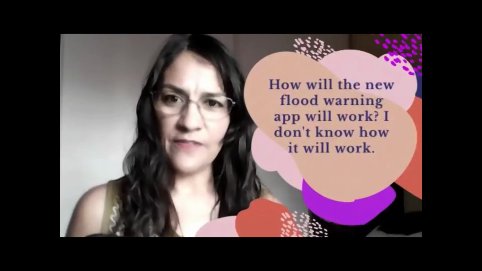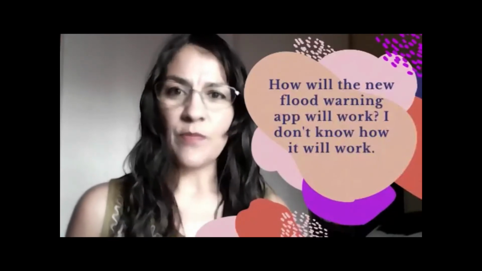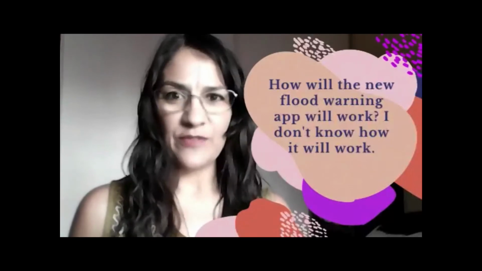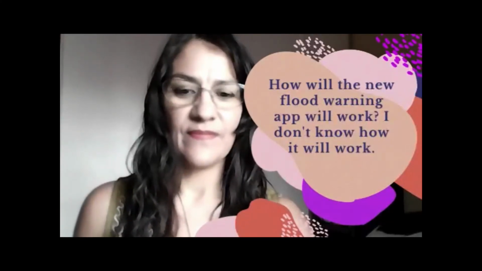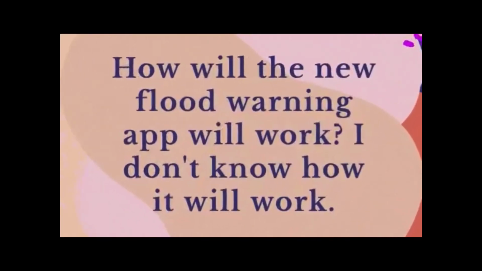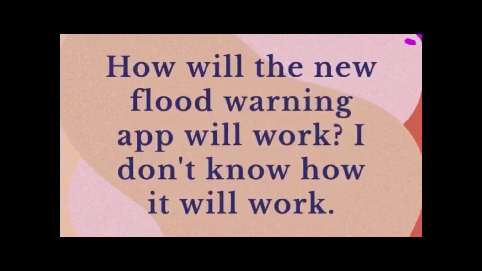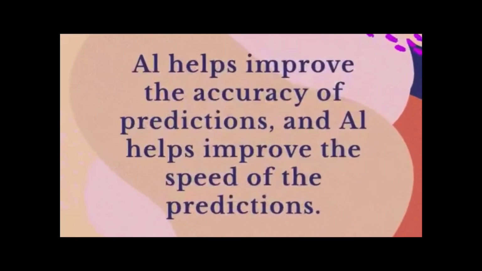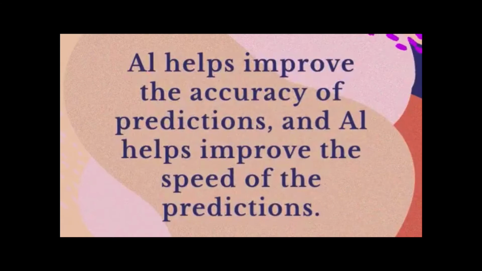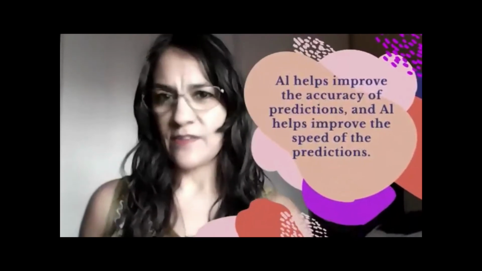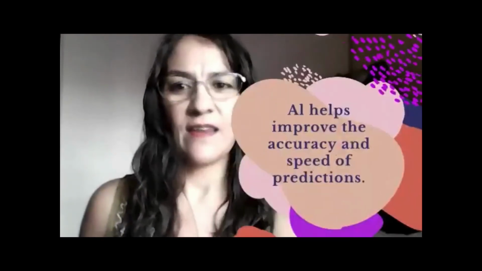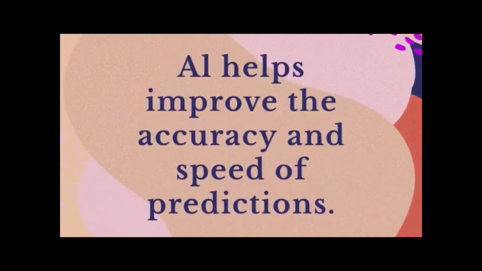Now try to find yourself in the next examples which parts are being omitted or replaced. How will the new flood warning app work? I don't know how it will work. AI helps improve the accuracy of predictions, and AI helps improve the speed of the predictions. Which sections are we going to omit? Observe. AI helps improve the accuracy and the speed of predictions.